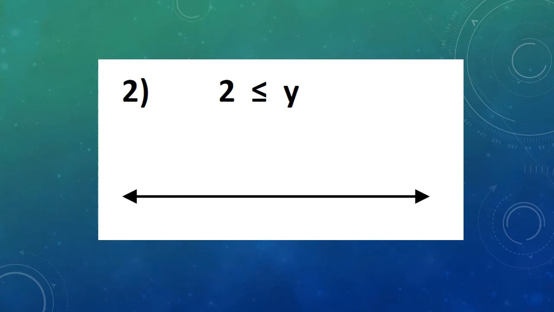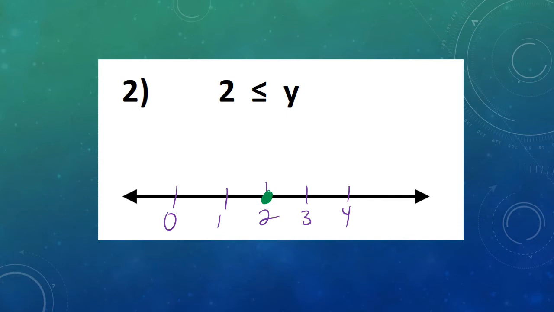Number 2, we have 2 is less than or equal to y. Our first step here is to draw out our number line. You can also use this video to check to see if you got it correct. We had the less than or equal to, so that means we're going to have a closed circle. We're going to include 2 in our solution.